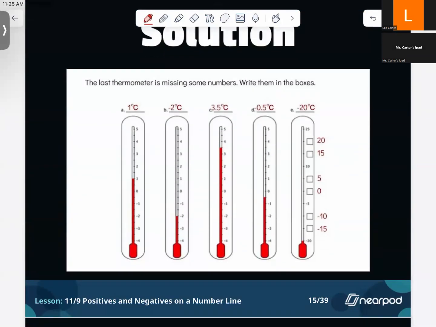Okay, so it was missing the 0 and it was counting by 5s. So notice this is going down -5, -10, -15, going up 5, 10, 15, 20.